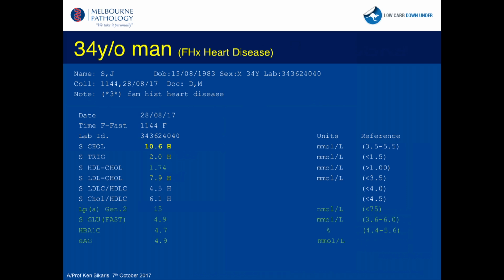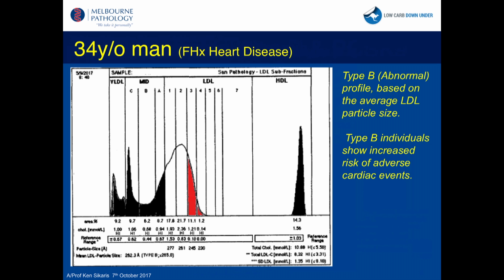So here's a 34-year-old man with a family history of heart disease. The family's got heart disease. Cholesterol's 10.6. Importantly, the triglycerides are 2, which I would say is not normal. He's got a normal level of these other things. He doesn't have diabetes. Now, what type of LDL would he have? It's small, dense LDL. He's got a lot of LDL, and a lot of it is small and dense. He's in danger of heart disease. This family history is going to get him.